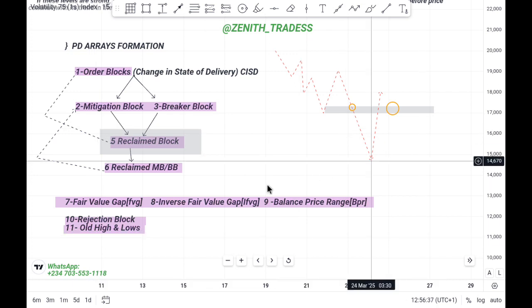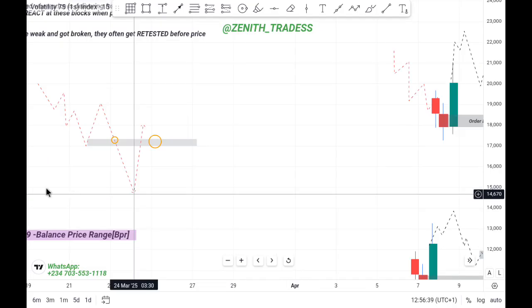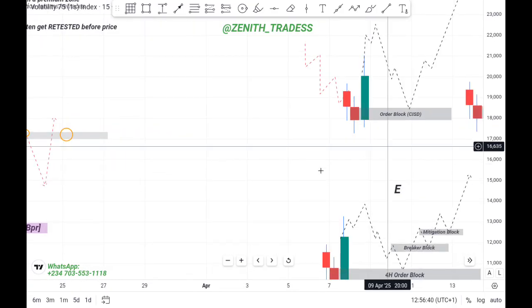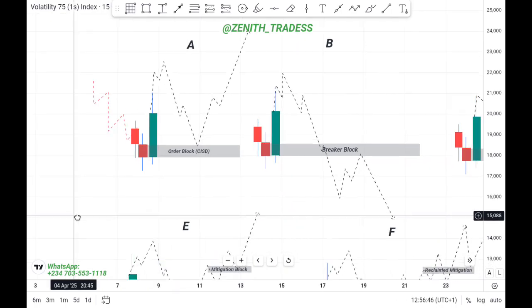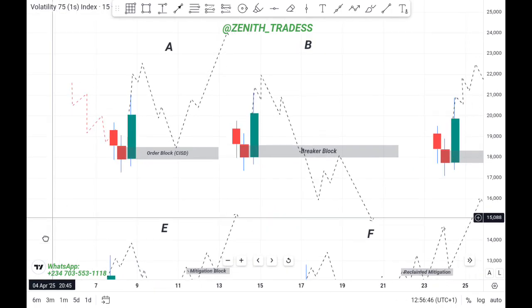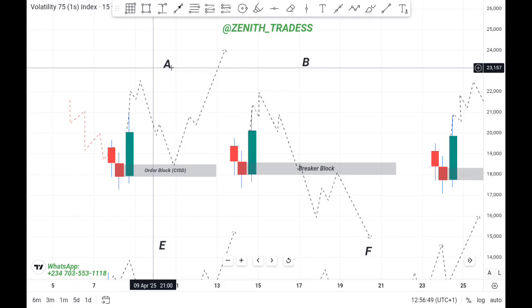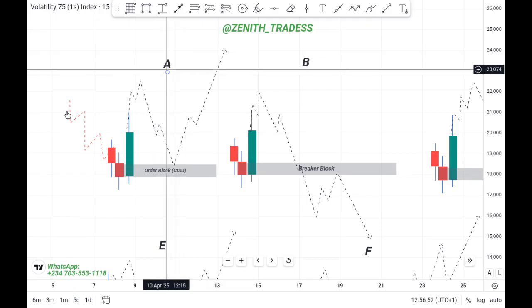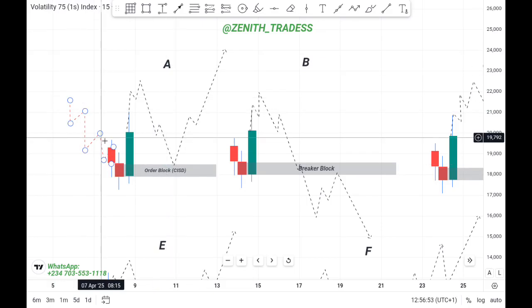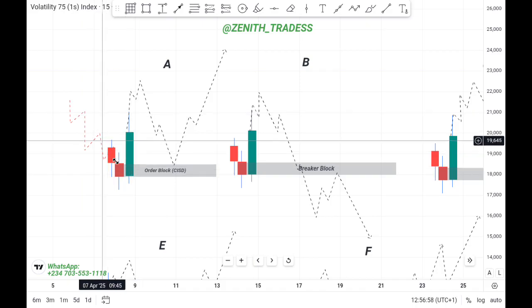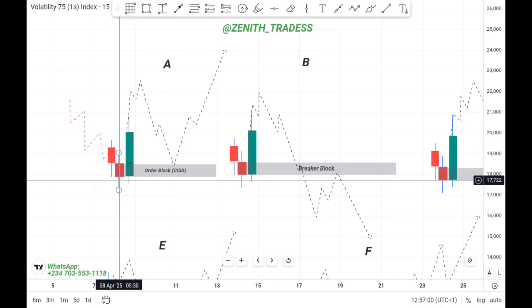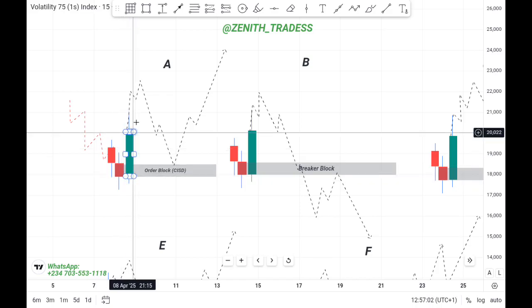All right, let's move to the details of how you're going to understand order block and the rest of the blocks that were formed after the failure of an order block. So this first scenario is what we call order block, right? You see, price was eventually bearish. This is a bearish order flow, and there is a change in state of delivery here. See, the previous candles were red, bearish candles, but eventually it got bullish here.